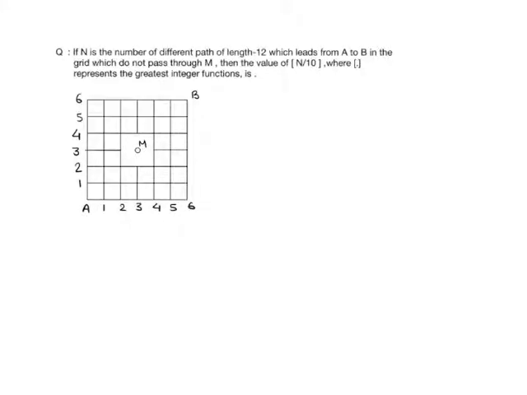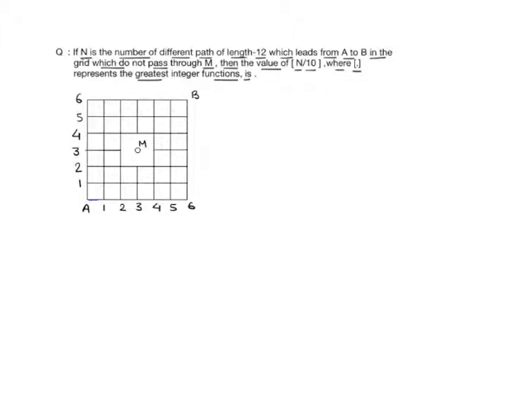Next problem is, if capital N is the number of different paths of length 12 which leads from A to B in the grid which do not pass through capital M, then the value of greatest integer of N by 10, where the box is denoted by the greatest integer function, is.